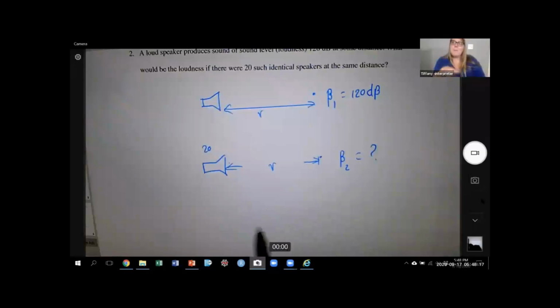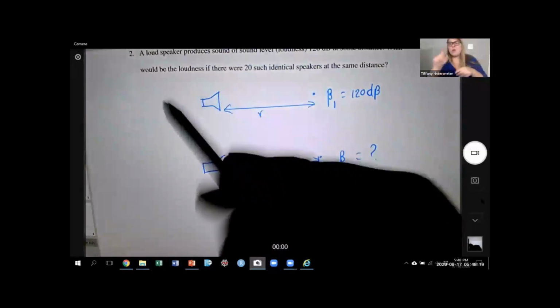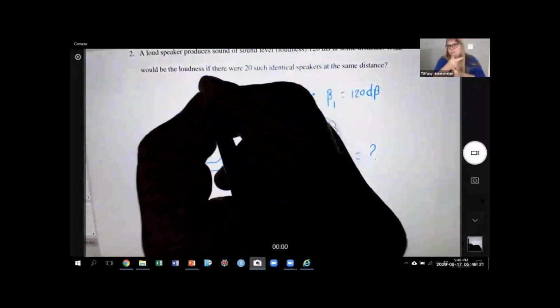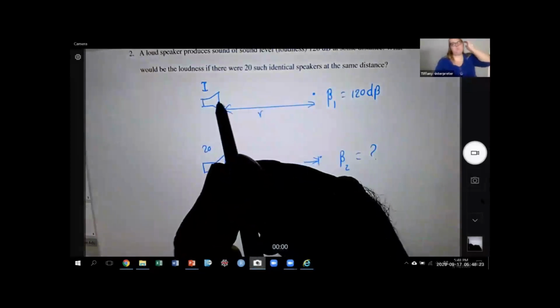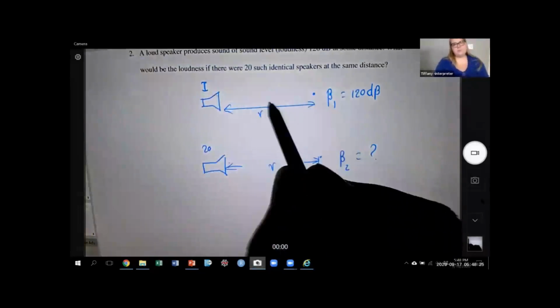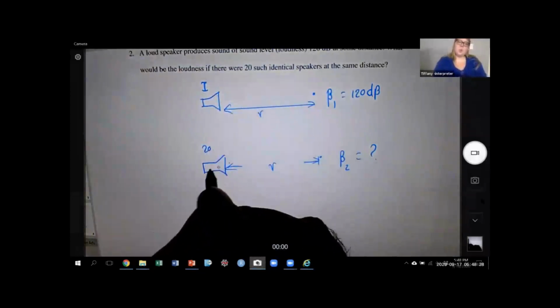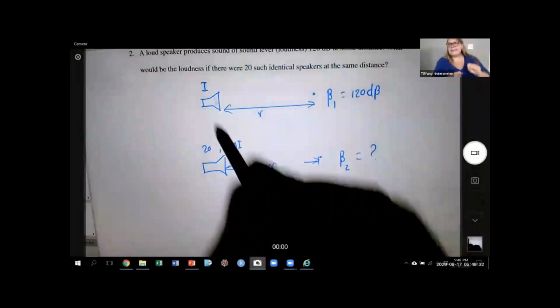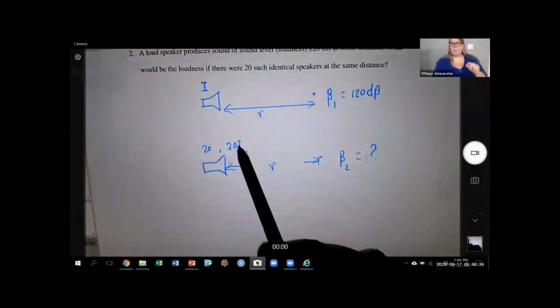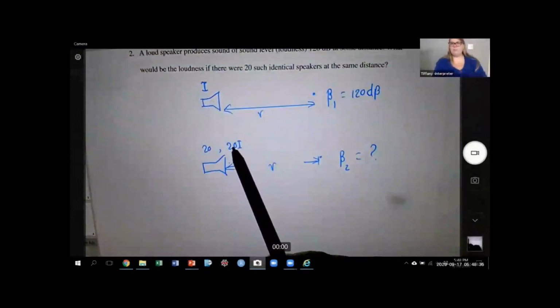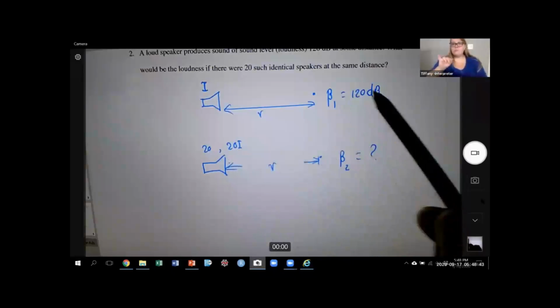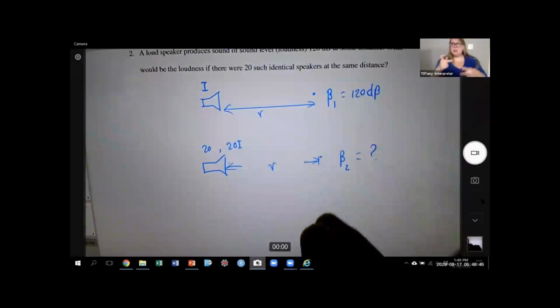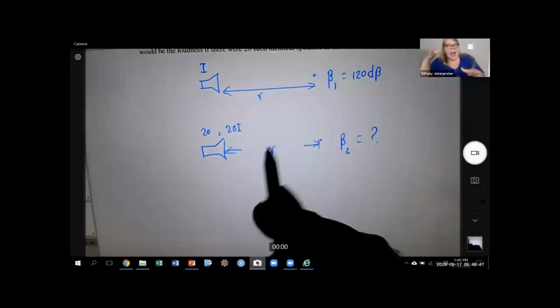So first of all, if one speaker produces intensity I at some distance, then due to 20 speakers, it will be 20 I, right? Because intensity, or power, does increase linearly. If you have 20 speakers, the intensity will be 20 times I, but not the loudness that we hear. Okay, now just use the same formula.